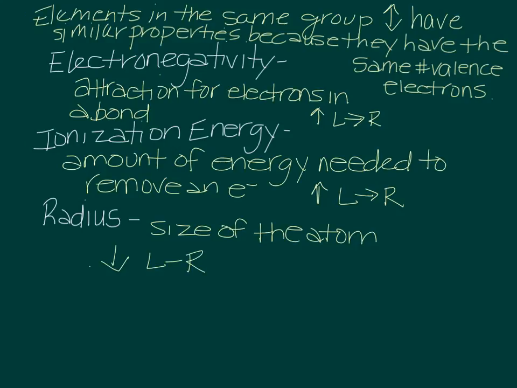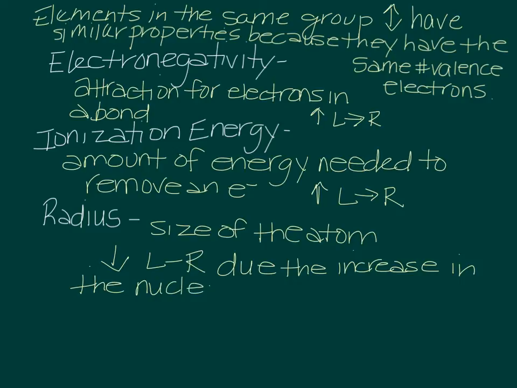And the reason being is due to the increase in nuclear charge, or the number of protons. So what happens is, the more protons you have, it's like having a bigger magnet, so it pulls in on those electrons, snugs them in, and brings them in closer. So that's that girdle theory. And it increases down a group.